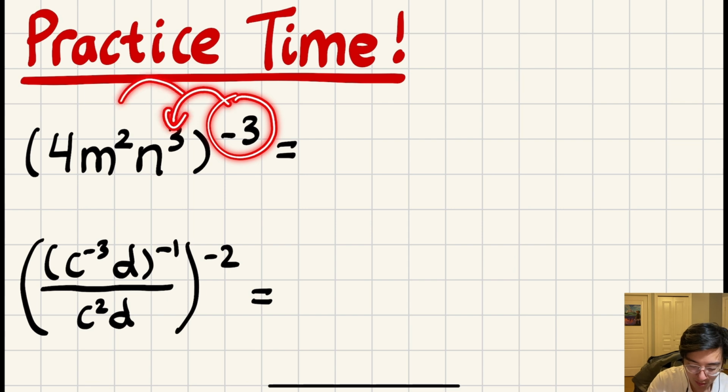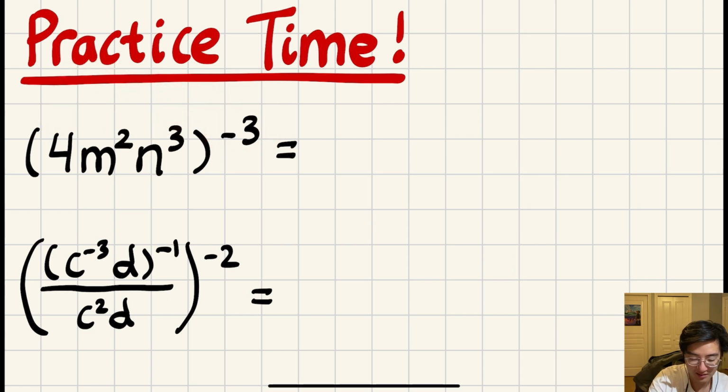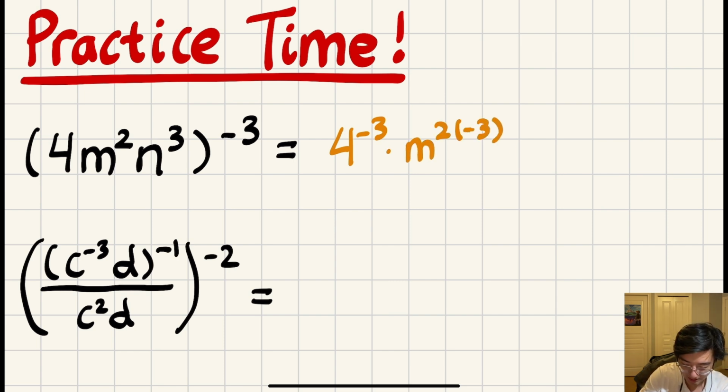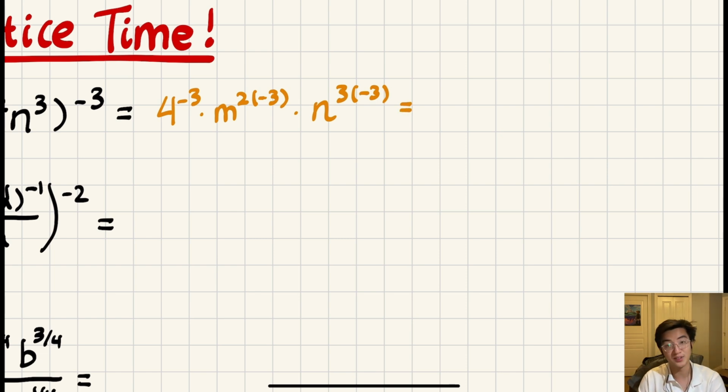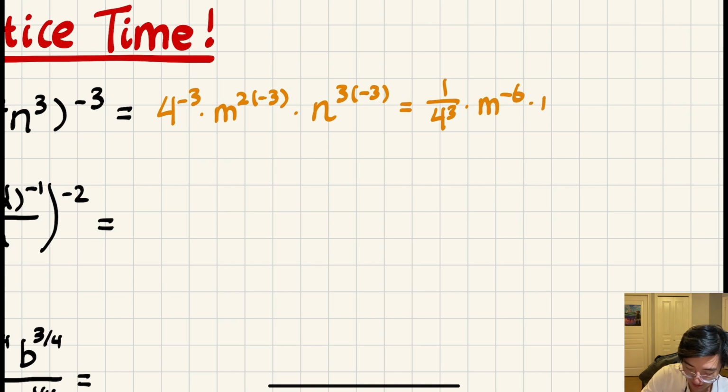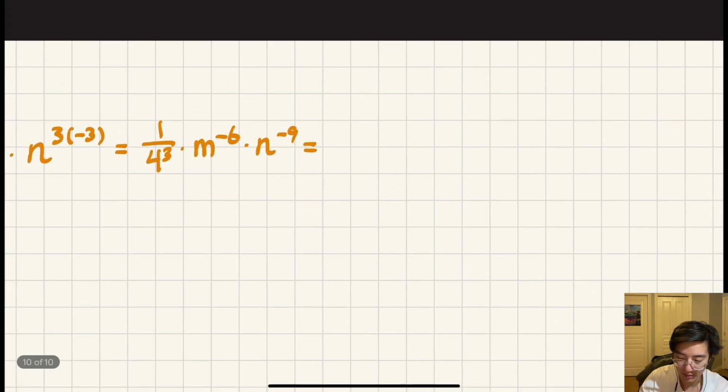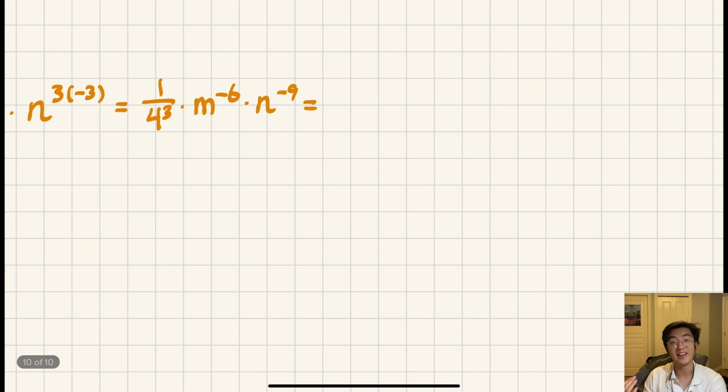So the first one, we have the exponent of everything, right? So we have 4 to the power of negative 1 over 3 times n to the power of 2 times negative 3 times n to the power of 3 times negative 3. Okay? 4 to the power of negative 3 is 1 over 4 to the power of 3. And we multiply that by m to the power of negative 6 times n to the power of negative 9. So we have to calculate 4 to the power of 3 and get rid of the negative signs of the m and n exponents.